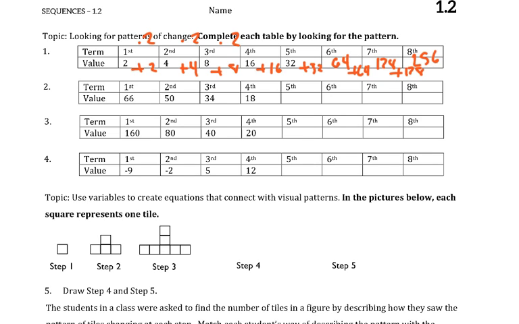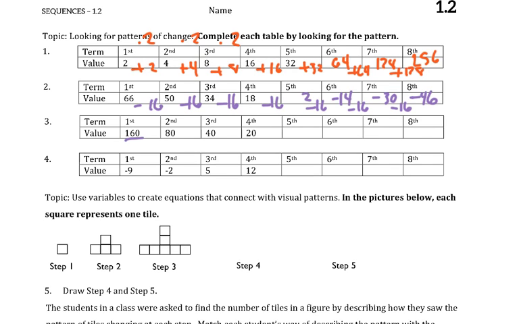Alright, 66 to 50, we'd probably be subtracting 16, which if we subtract 16 gives us 34. Minus 16 is 18, so minus 16 would give us 2, minus 16, negative 14, minus 16, negative 30, minus 16, negative 46.